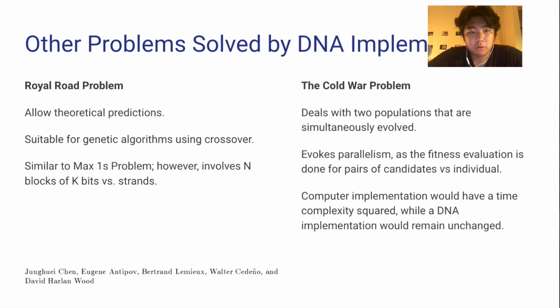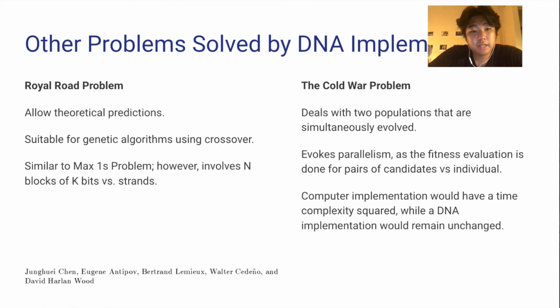Another problem is the Cold War problem. This deals with 2 populations that are simultaneously evolved. It's basically double the Max 1 problem. We're going to run the same process in parallel with another population. Therefore, it evokes parallelism, as if an evaluation is done for pairs of candidates versus individuals. So it's basically doubling what we did in Max 1s, and then also combining those separate populations that we get from the iterations.